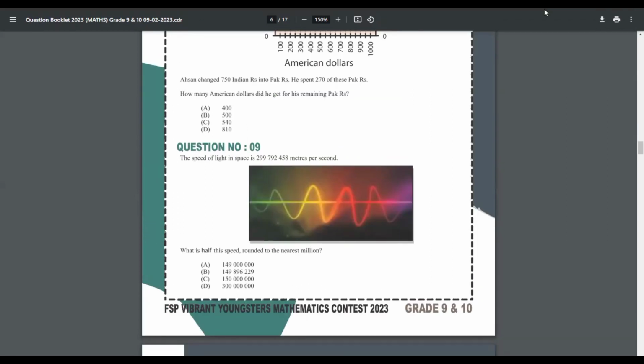Question 9. The speed of light in space is 299,792,458 meters per second. What is half the speed rounded to the nearest million? So the correct option is C, 150 million.